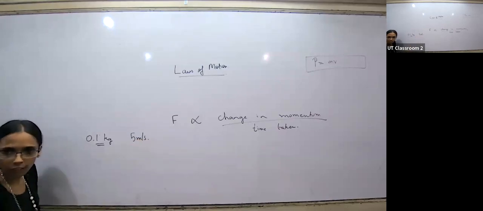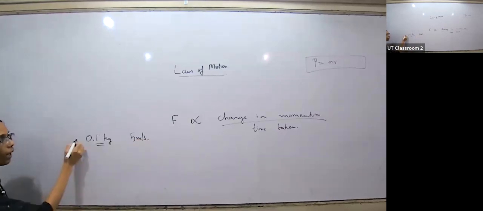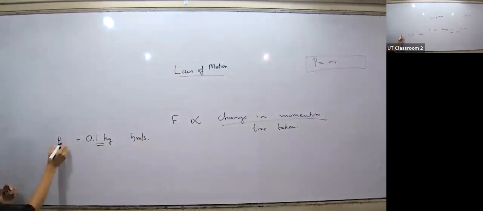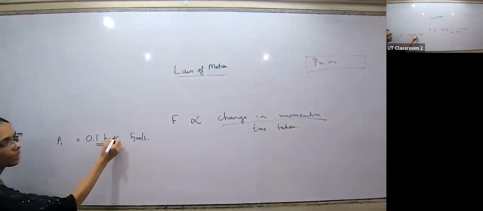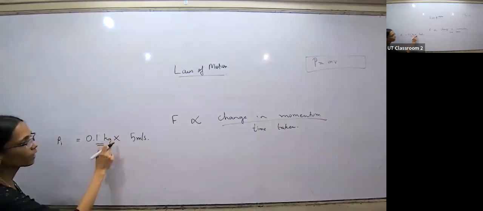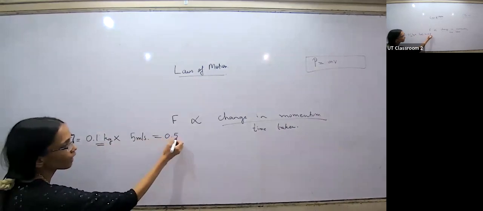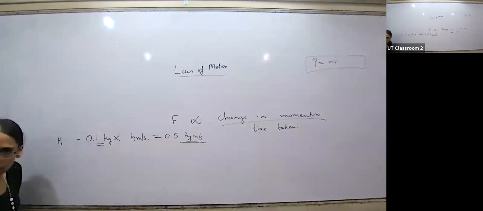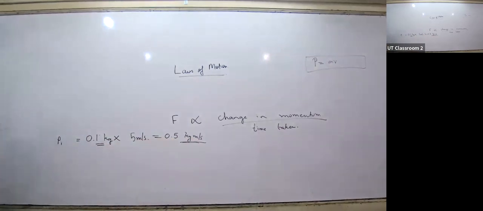How much? 5 meters per second. So just before it hits your hand, what is the momentum of that body? 0.1 into 5, which is 0.5 kg meter per second. Am I correct? And you are planning to stop it at one point, you have to stop it just as it hits, within a very short amount of time.